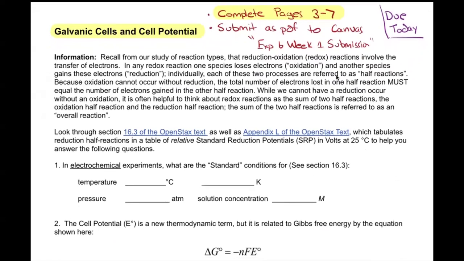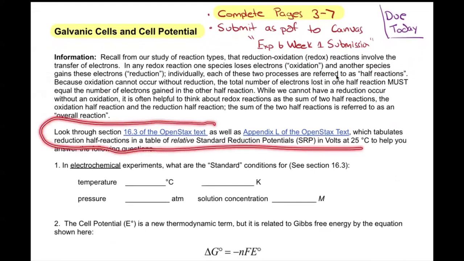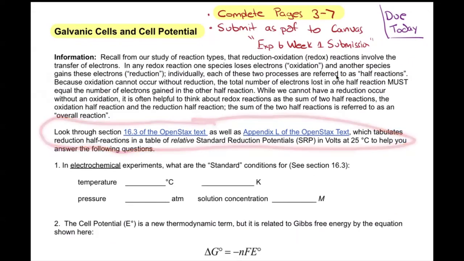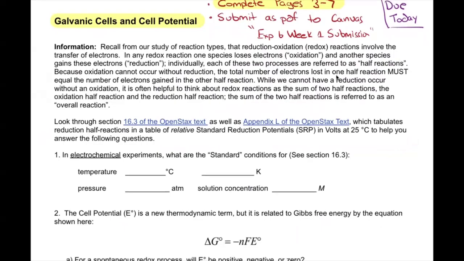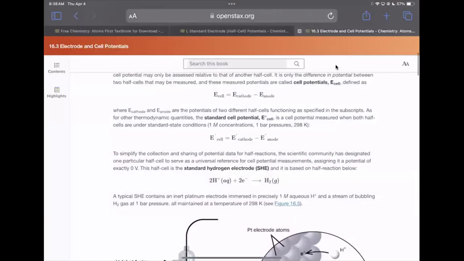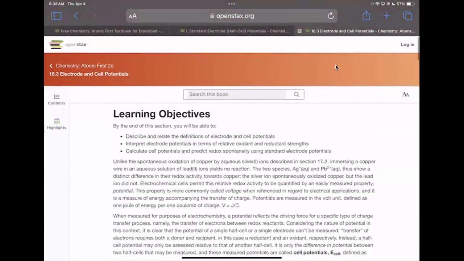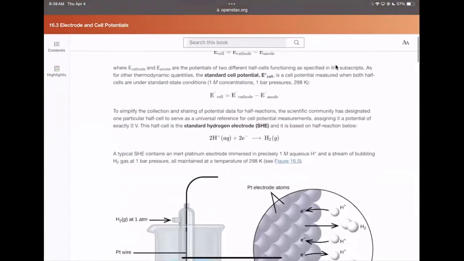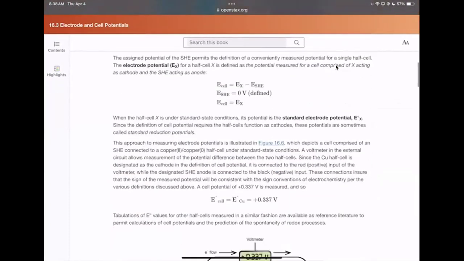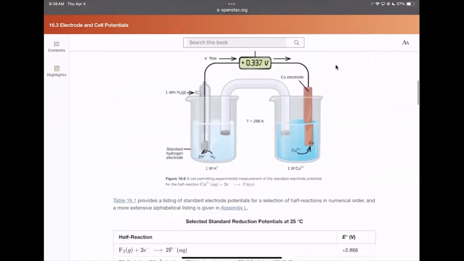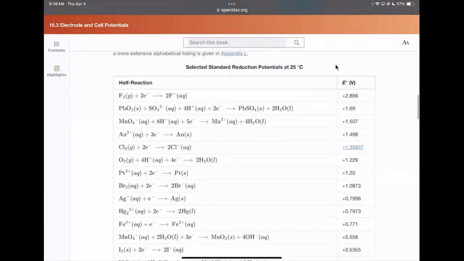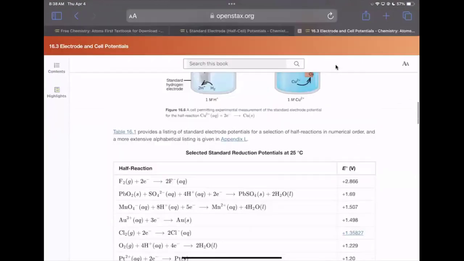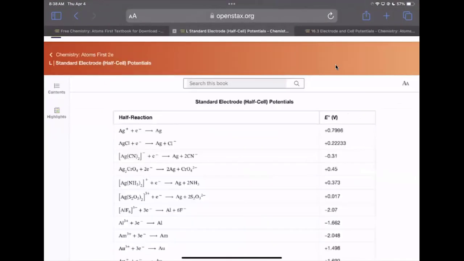As you can see in the introduction, a couple sections of useful information to help you answer these questions are section 16.3 of your textbook, and also Appendix L of our OpenStax textbook. I just want to show you those 2 things. I have them open in my web browser. Here's section 16.3, and this will cover a lot of the same content that the lab will be covering. You can use this as a reference for how to do things. They have some cell diagrams and tables of reduction potentials. And then we have our Appendix L.